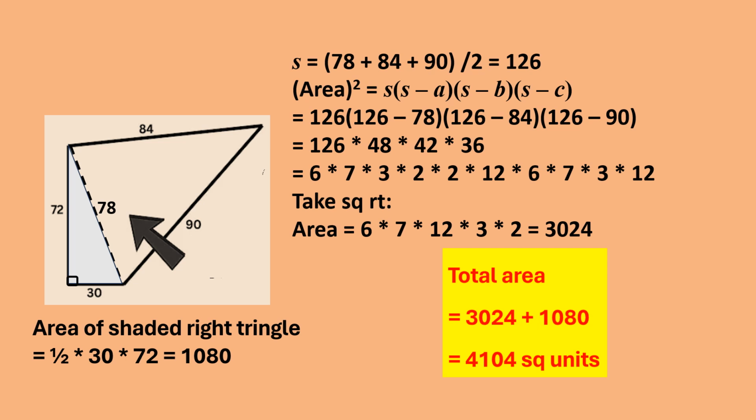So by drawing the diagonal and finding separately the areas, for the right angle triangle we used half base into height, and for the scalene triangle we used Heron's formula, and by adding the two areas, we got the total area of the quadrilateral as 4104 square units. That was the easy sum, just by drawing the diagonal and finding the length of the diagonal using the Pythagoras theorem. Everything is made so easy and so simple, and the area of the quadrilateral is readily calculated.